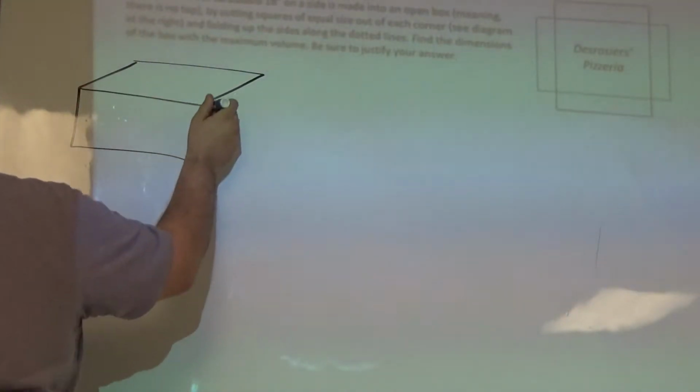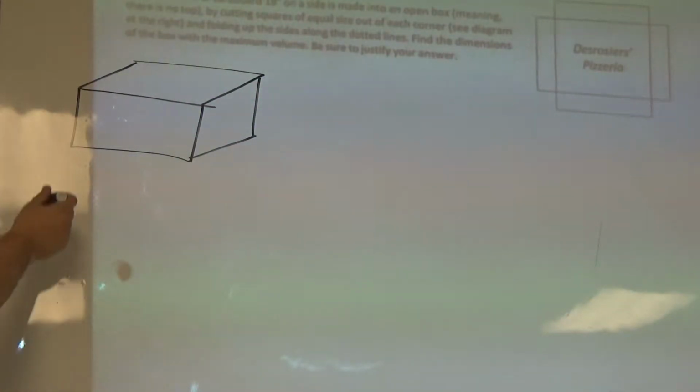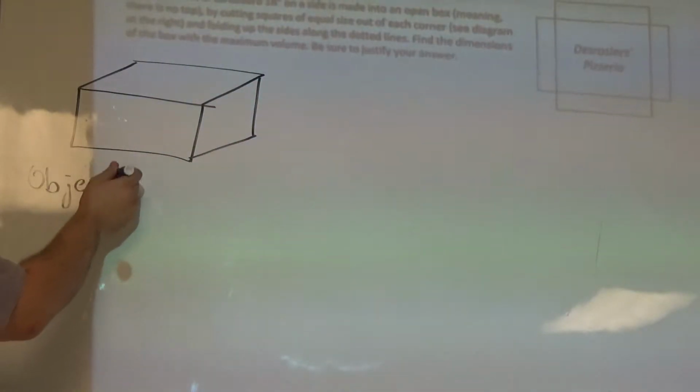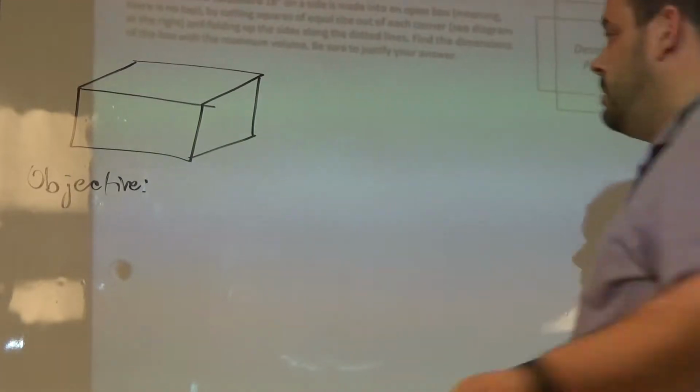So for a lot of you guys, I saw you're like, all right, I've got a box. So I've got my box now looks like this. And I saw a lot of folks that told me what the objective function was. What's the objective function? What are we trying to optimize? What are we trying to make really big or really small? The volume. We want to make the volume really big.